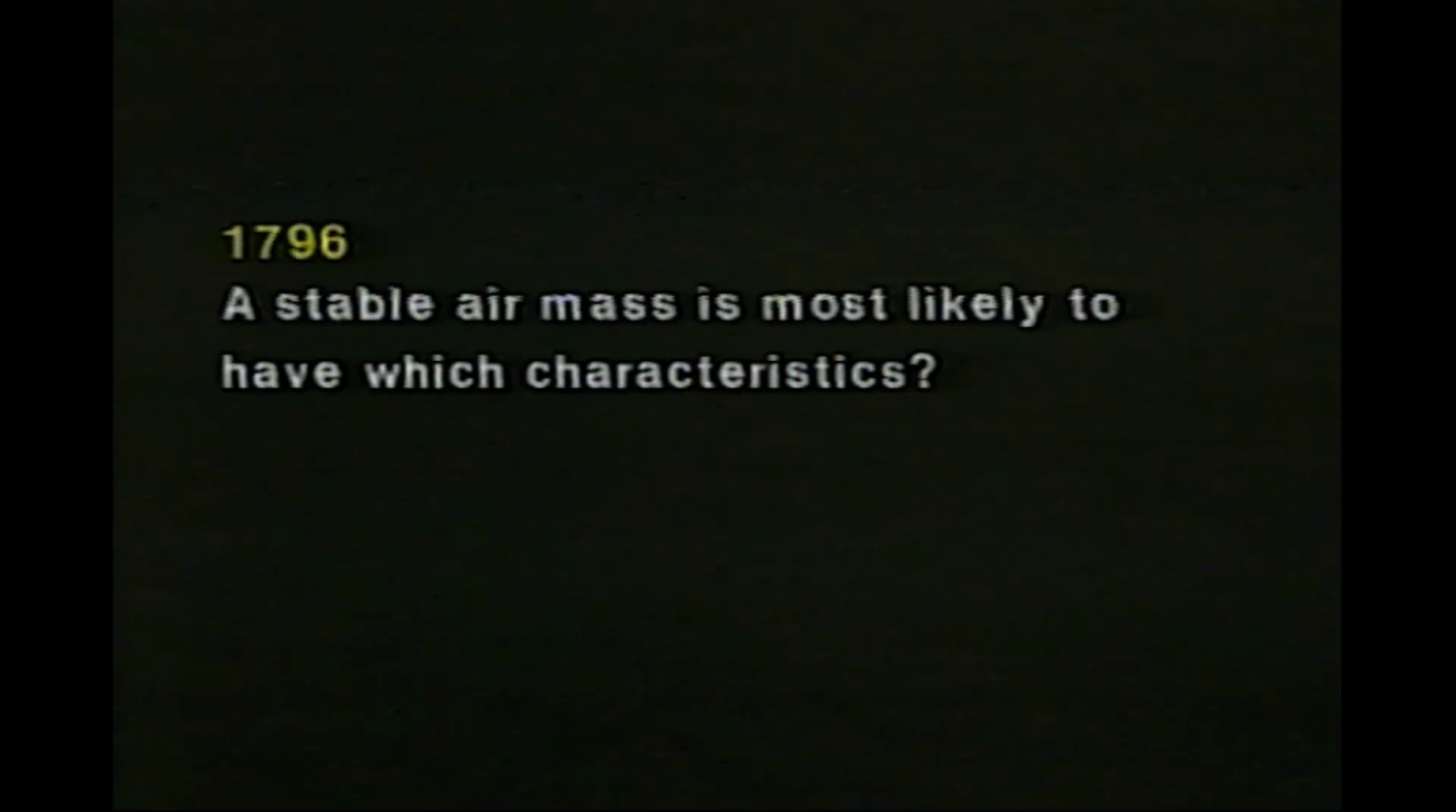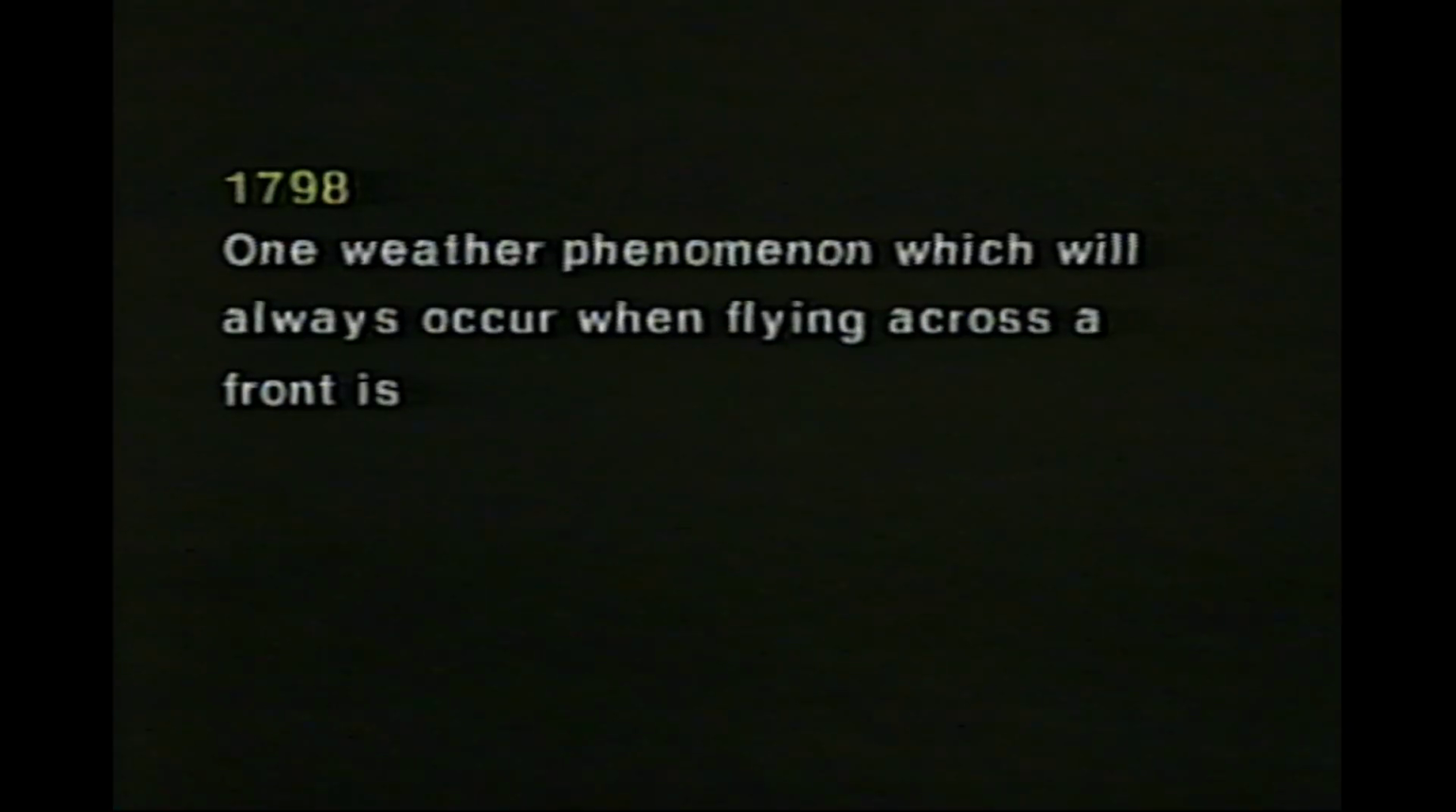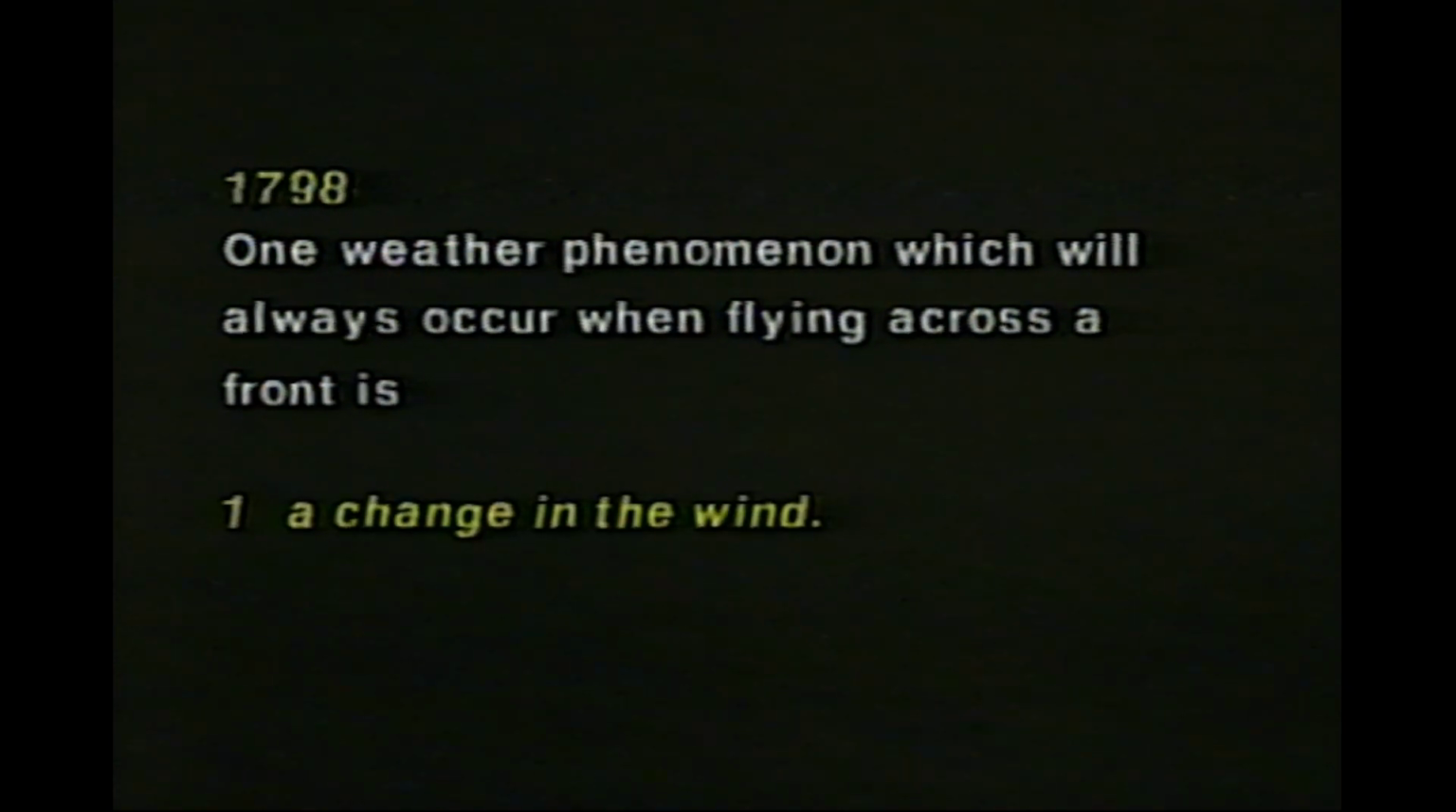796. A stable air mass is most likely to have which characteristics? Stable, smooth, so it's answer 3, smooth air. 797. An unstable air mass is most likely to have which characteristics? Well, just the opposite. Answer 2, turbulent air. 798. One weather phenomenon which will always occur when flying across a front is? Answer 1, a change in the wind. Question 799. One of the most easily recognized discontinuities across a front is? Answer 2, the wind. Let's turn the page, go to the next question, 800.